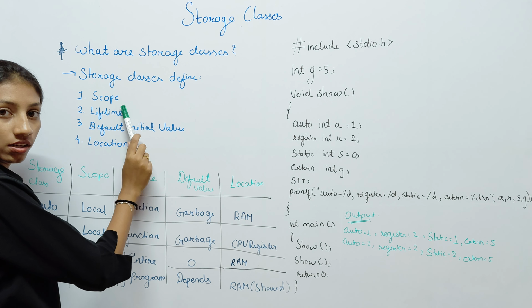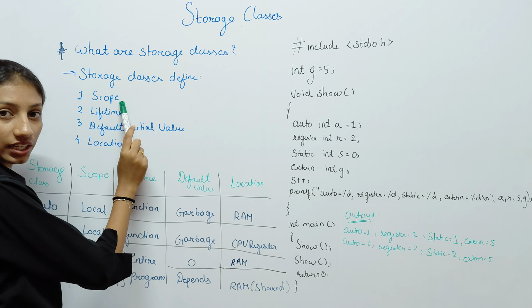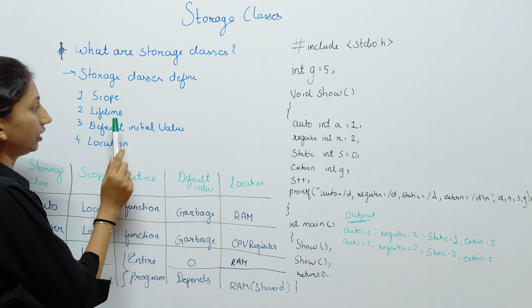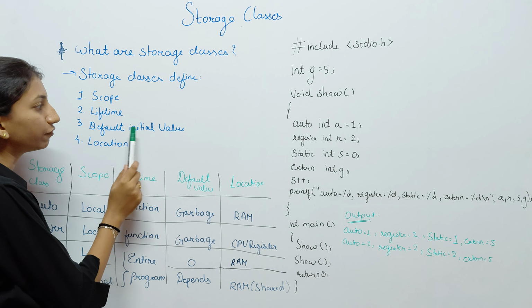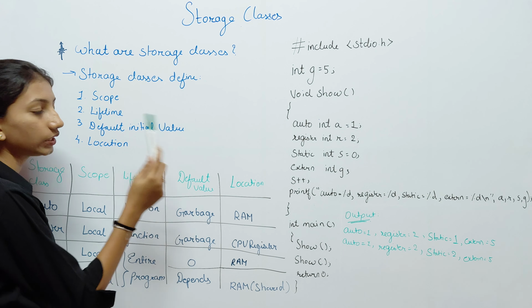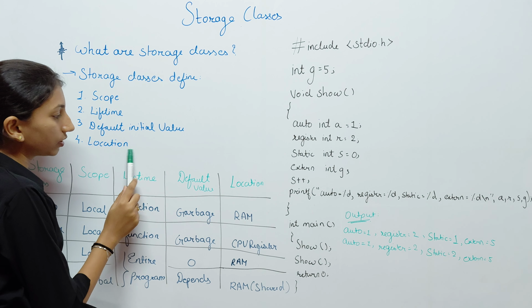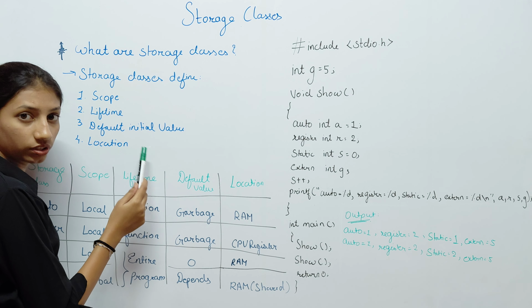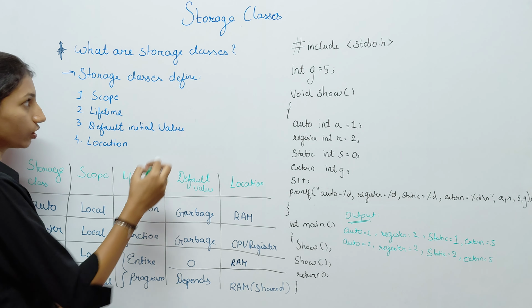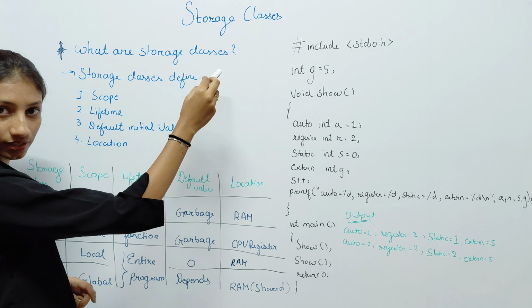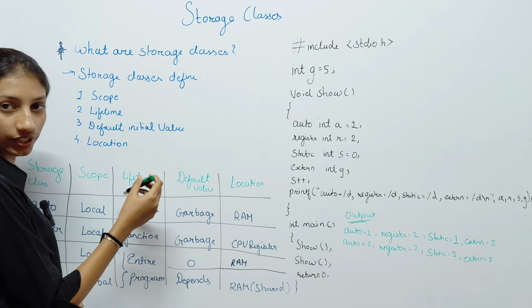Scope means where the variable is accessible. Lifetime is how long the variable exists. Default initial value, whatever we will define, and location means where it will be stored, memory kind of. So this was all about storage classes, points that are bifurcated.